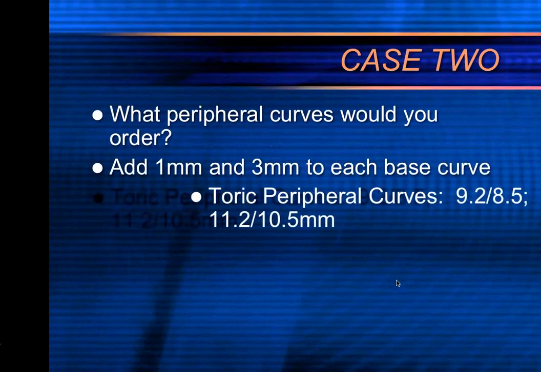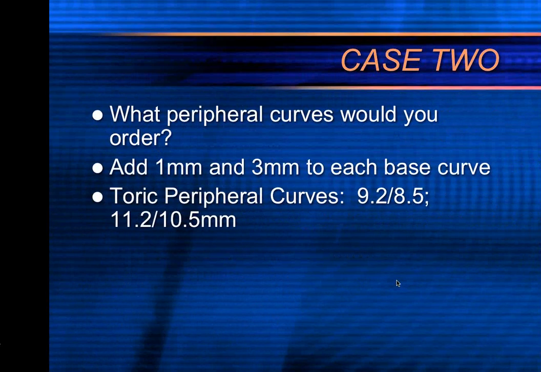We'll finish with a cylinder power effect case. Well, wait a minute. Let's add our peripheral curves. Let's not forget about those. Again, we'll add 1 millimeter and 3 millimeters to each base curve. So if our base curve radii are, for example, 8.2 and 7.5, we'll add 1 millimeter for the toric secondaries, so they become 9.2 and 8.5. You add 2 more millimeters for the toric peripheries, and that's 11.2 and 10.5.